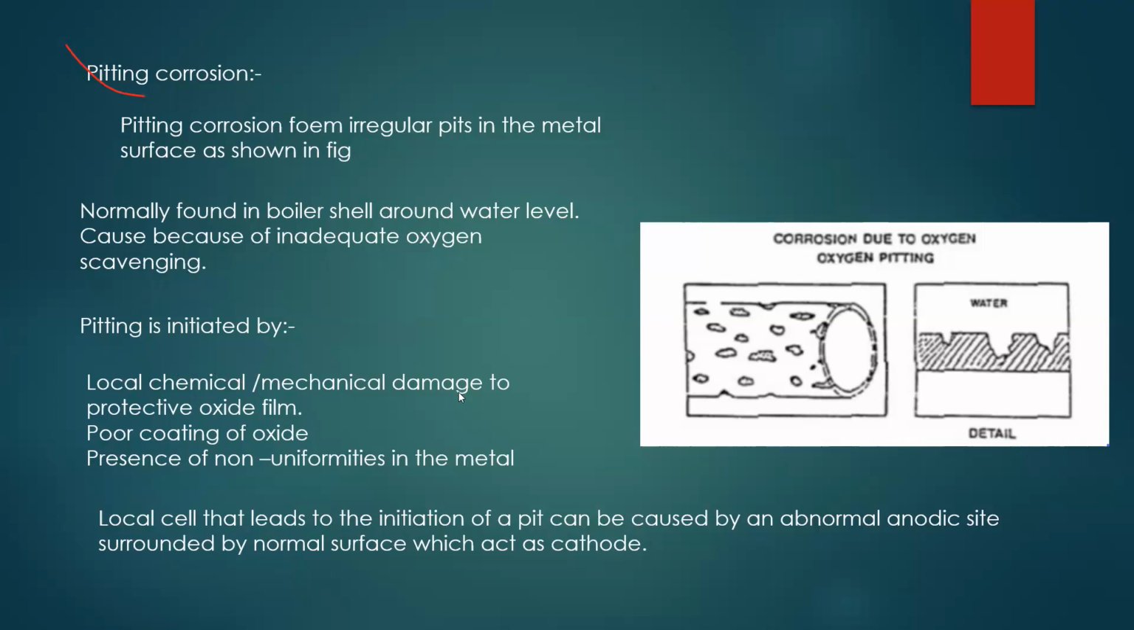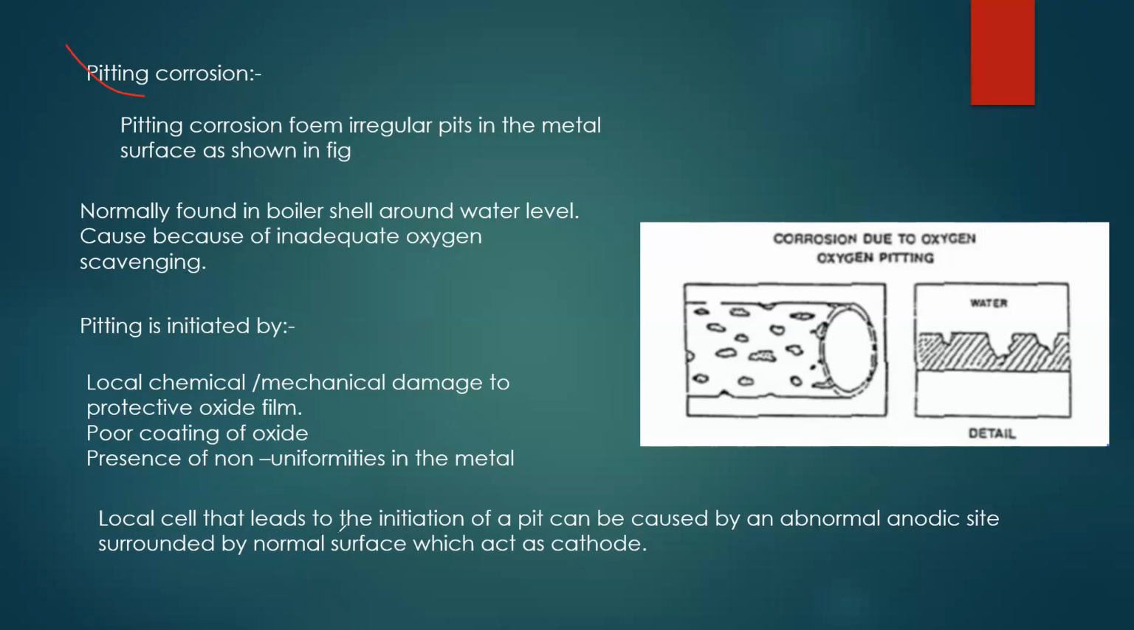It is a local chemical or mechanical damage to the protective oxide film. So on the pipes and on the shell we have the protective oxide film, and it is going to damage that oxide film. Poor coating of oxide, suppose when you are doing the coating the coating was not proper, then also pitting can be initiated, and presence of non-uniformities in the metal. These are the conditions when pitting will take place.